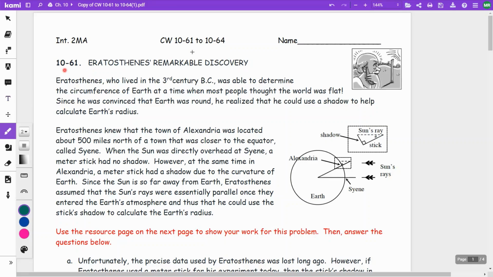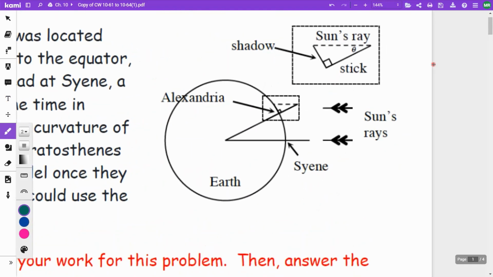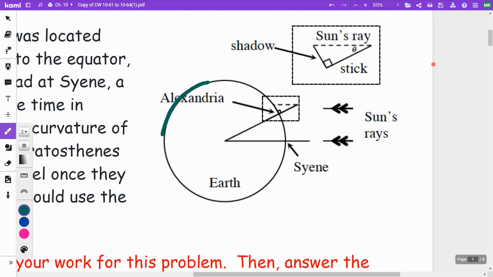So this video is on 10-61 to 64. This image right here is the Earth, and there is a meter stick that is sticking up. We see that right here in this picture. This is the meter stick sticking up, and it's casting a shadow. We're going to use this information to help us answer these questions.